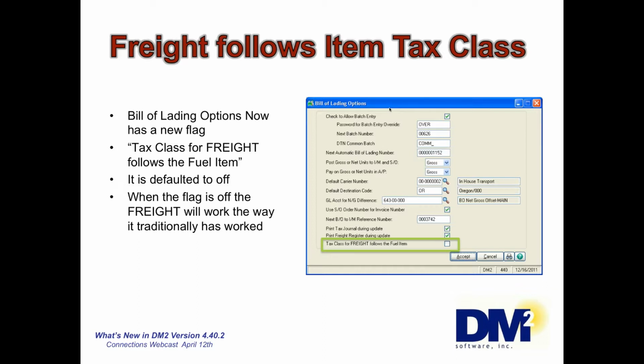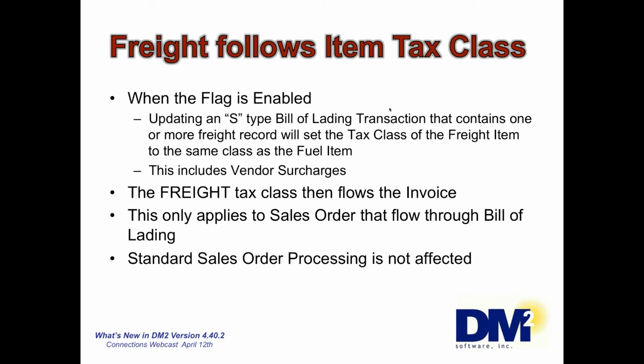But if you decide to take advantage of this, you just flip the switch on, and when that flag is enabled, when you update an F type, that's a sales order distribution transaction, that contains one or more freight records, it will set the tax class of the freight item to the same class as the fuel item. It does include vendor surcharges, so they will do the same thing along with freight. So the freight tax class then follows through to the invoice.